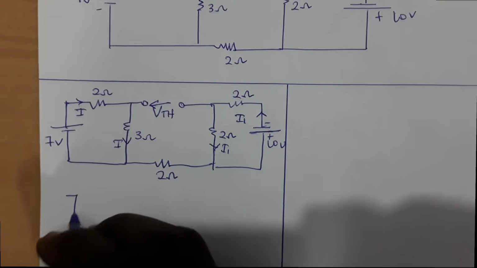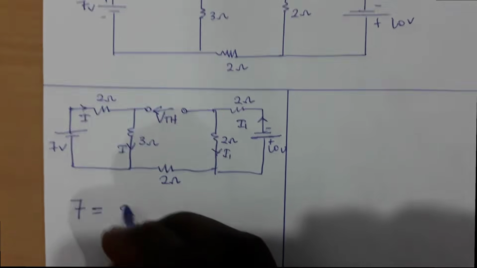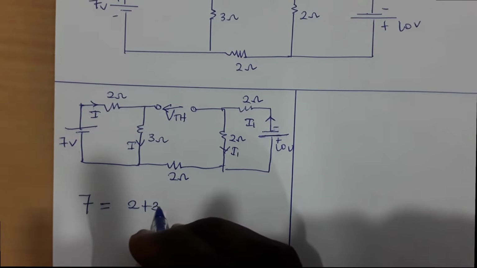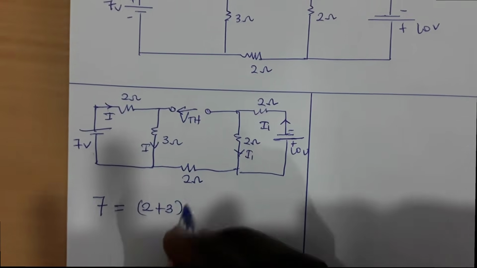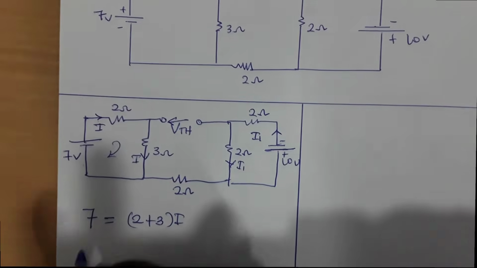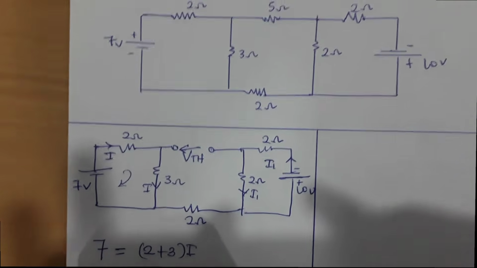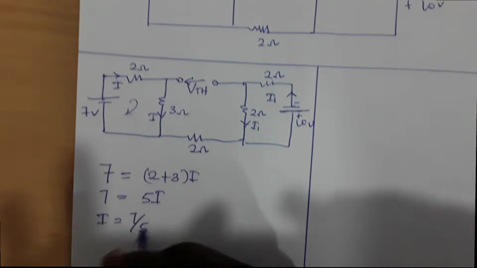So we can say that V, or 7 volts, is equal to 2 plus 3 I when we take this loop. So we can say that 7 is equal to 5I. We can say that I is equal to 7 over 5 amps.